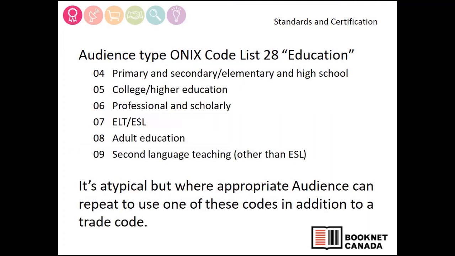The education audience codes are used to identify books for those special markets, and they are used by a different group of professionals. Generally, these codes are not used in conjunction with trade audience codes, but where legitimate, audience codes can repeat to support a book that's both trade and has specialized audiences. Functionally, that means in ONIX, you can repeat the audience code. It's wrong to repeat it for trade books, and it's okay but atypical to include a trade code and an education code. You're allowed to do something, but it's a bad idea.